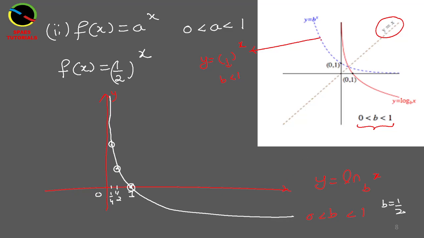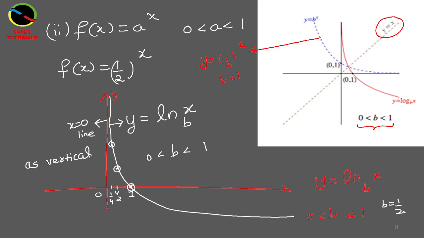We can see the red line exactly matching with our graph also. So this is the graph of y equal to log x base b, where b is a number between 0 and 1, which is a fraction. Here also we can call the y-axis, nothing but the x equal to 0 line, a vertical asymptote.